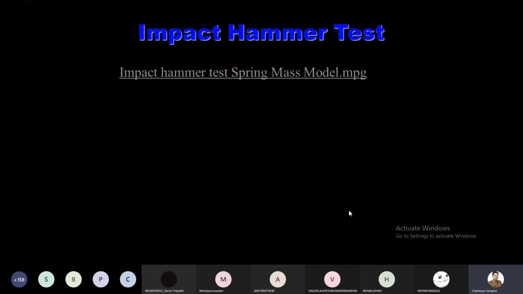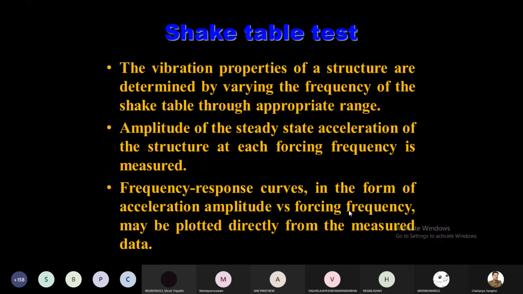Now we go for the shake table testing, right? Shake table testing means we put our structure on the shake table and we apply variable frequencies, right? And we measure the response. We are measuring the response in terms of acceleration versus time, right?